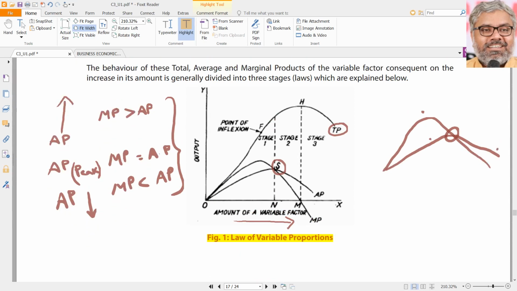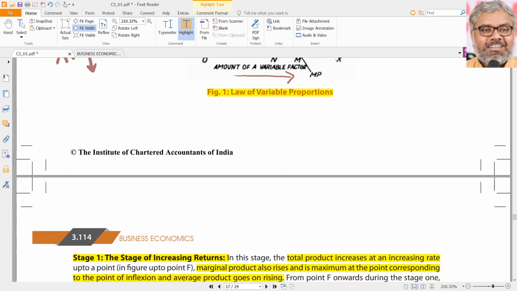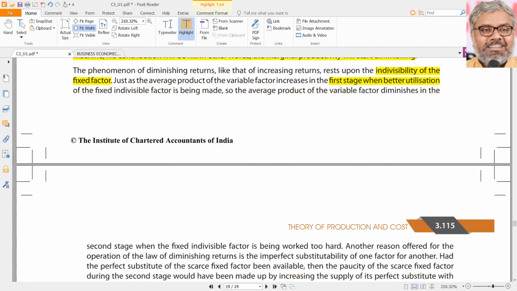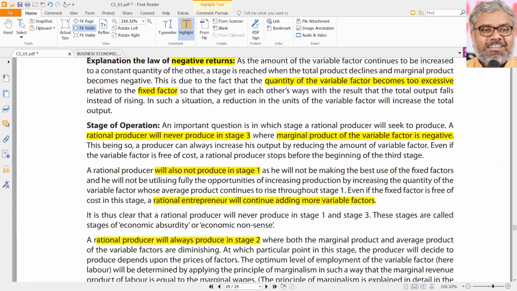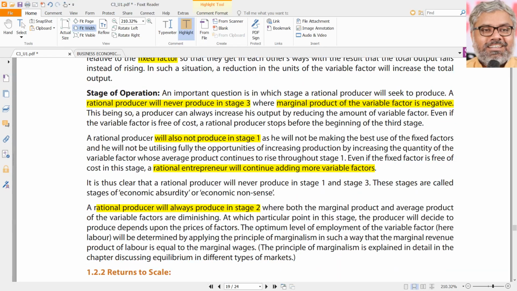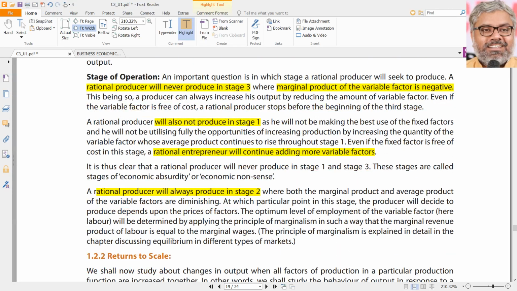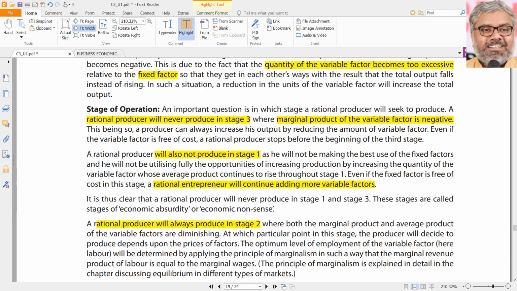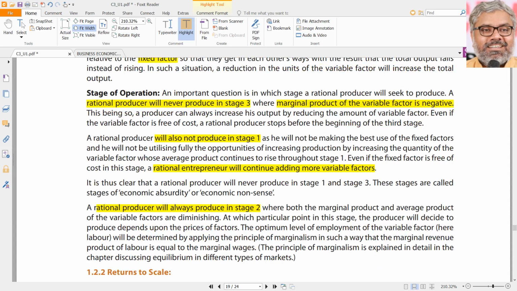Usually for any organization they operate at stage 2, and no organization would like to operate at stage 3. That is negative returns. So stage 3 is ruled out. Stage 1 is possible, but that is only for a very short period of time. And stage 1, nobody wants to stop there. They would definitely like to go to stage 2.